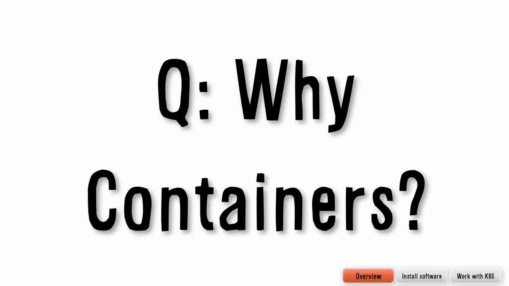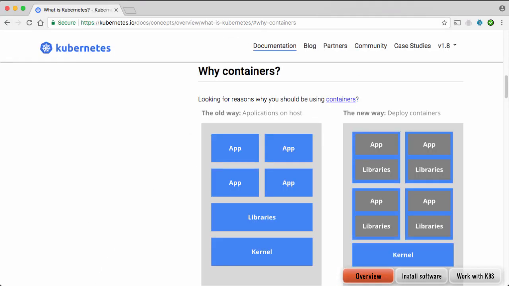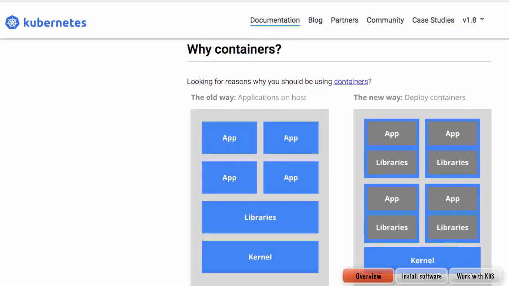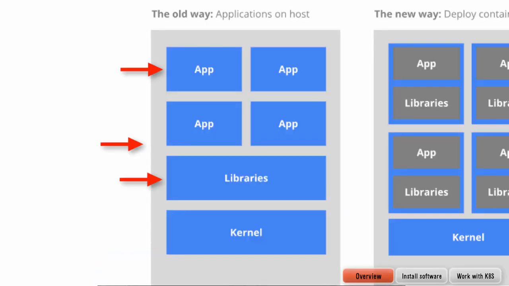First, let's ask the question, why containers? To answer that, let's visit the Kubernetes documentation. Before containers, we installed applications directly on the target host, along with any libraries the applications needed, plus libraries needed by other applications as well.